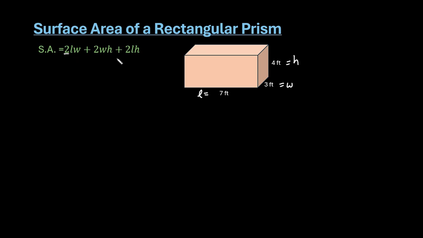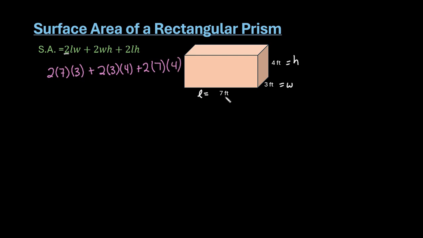Okay, so if we use this formula, we're just going to plug everything in. I would do 2 times 7 and the width is 3. So 2 times 7 times 3, plus 2 times my width of 3 times my height of 4. We're talking about this rectangle over here, and the side opposite of it is going to be the same one. Plus 2 times the length times the height. In this case, the length would be 7 and the height would be 4.